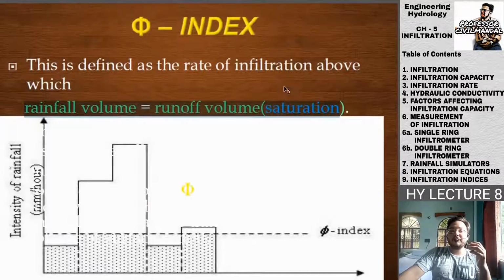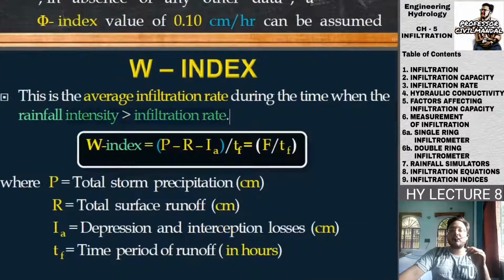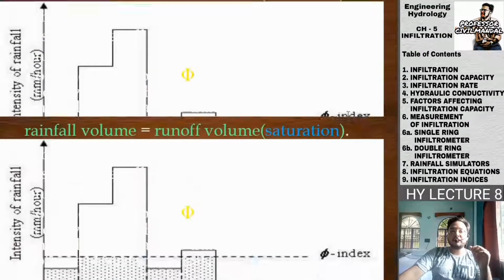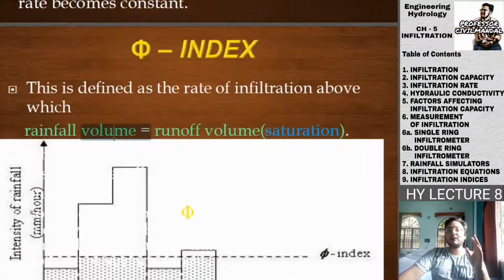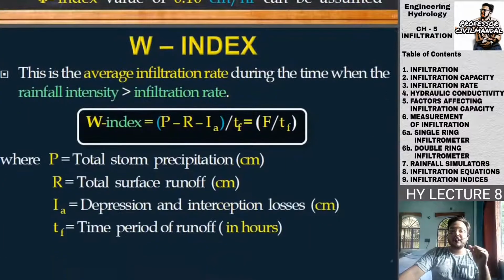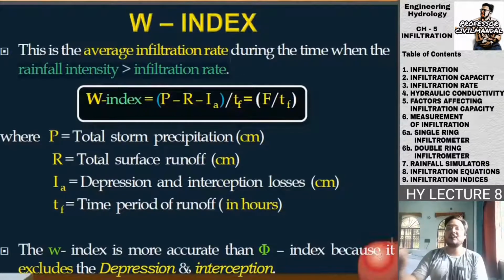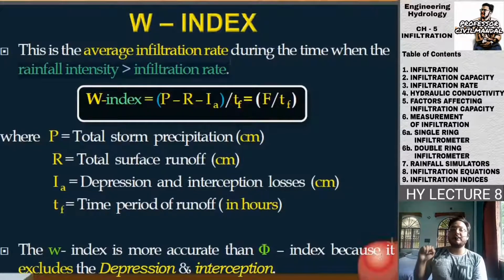The difference between the phi index and W index is that in the W index we will consider the rate or the intensity. Also, previously it was the saturation stage, that is the rainfall volume equal to runoff volume that gives us a phi index. But in this case, if the rainfall intensity is greater than the infiltration rate, that will be our W index. So it has to be greater than our infiltration rate. The point at which the rainfall intensity is greater than the infiltration rate is known as our W index.